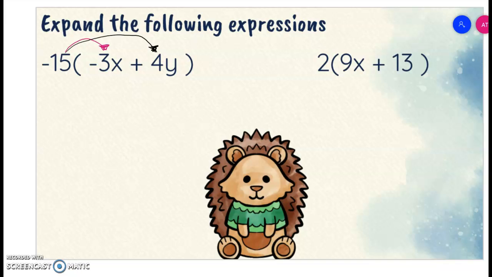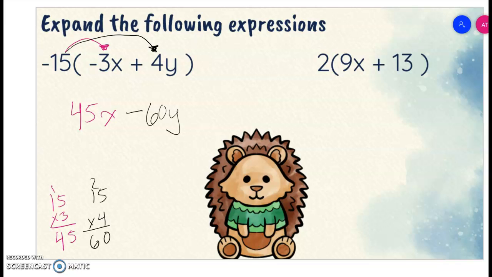Now that you've done so, what you should have gotten when I multiply 15 times 3, I get 45. A negative times a negative is a positive. So I have 45x. And then I'm going to take 15 and multiply it by 4, which is 60. A negative times a positive is a negative. 15 times 4 is 60, and carry the y with it.